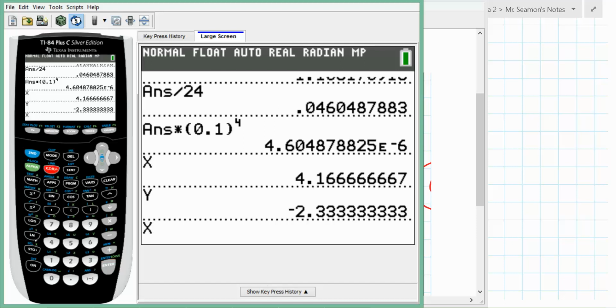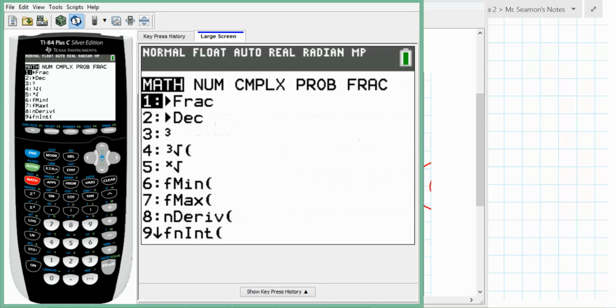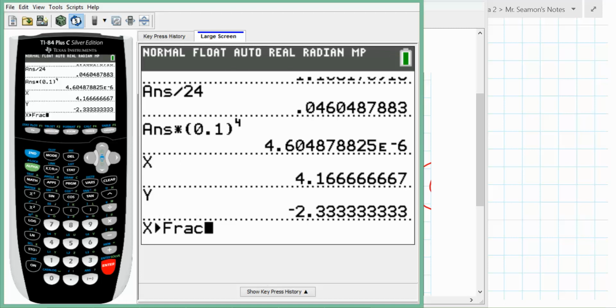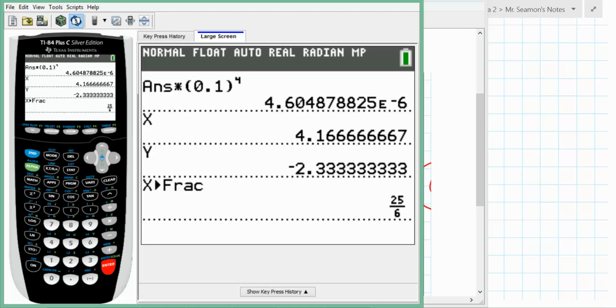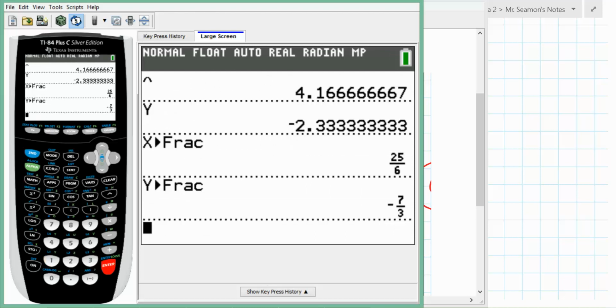Now, let's try this. Has anybody seen this before? X math to fraction. Has anybody seen the to fraction function? Yeah. Look what it translated it into. 25/6. Now if I did alpha, so I did y, and I did math to fraction, look what it gave us. Look what it translated the answers into. How do you put in y? There are green letters, they're not showing up right here. Press alpha, and then the key that has a y above it.